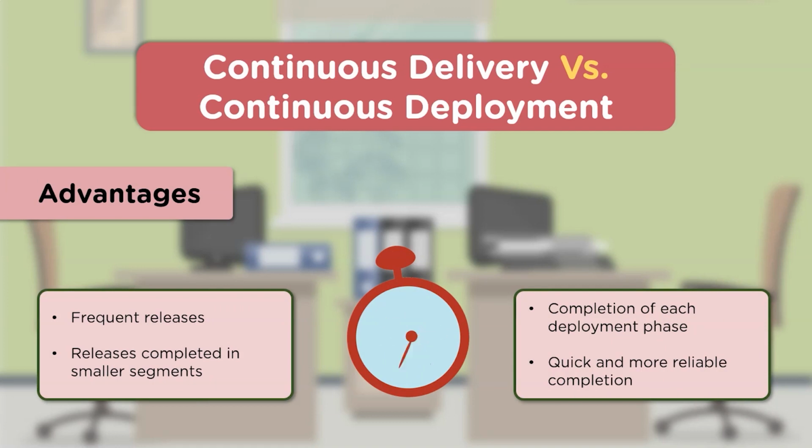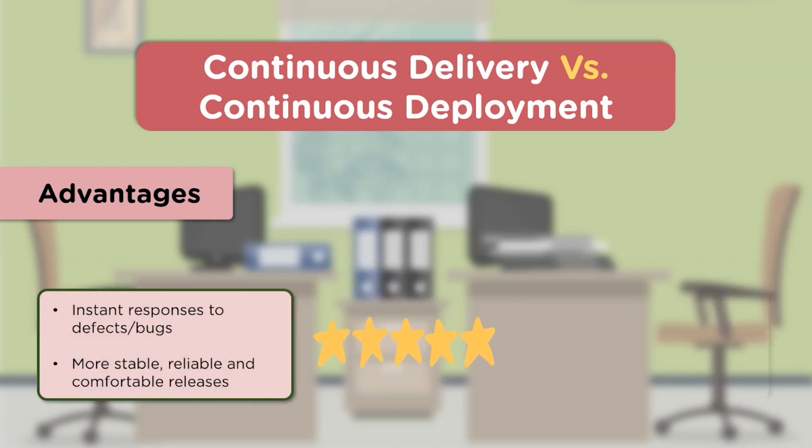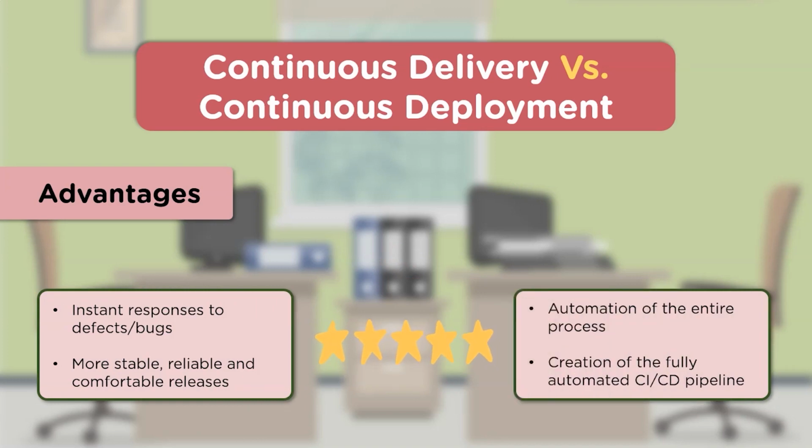Second advantage is continuous delivery is known to complete the releases in smaller segments, while continuous deployment is known for quick and more reliable completion. The next advantage in our list is continuous delivery is known for its instant response to defects and bugs, whereas continuous deployment focuses on automating the entire process. The final advantage of continuous delivery is that it is known for its comfortable, stable, and very reliable releases, whereas continuous deployment is popular for the creation of fully automated CI/CD pipeline.